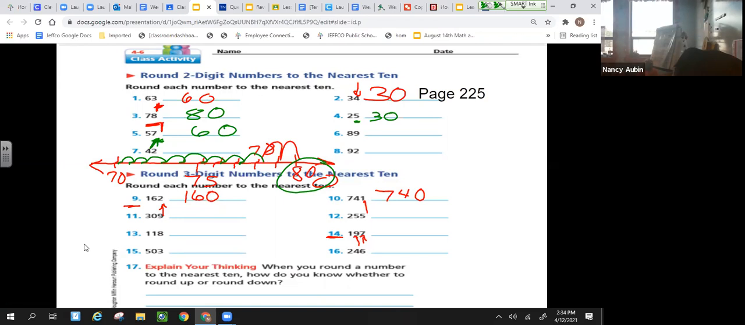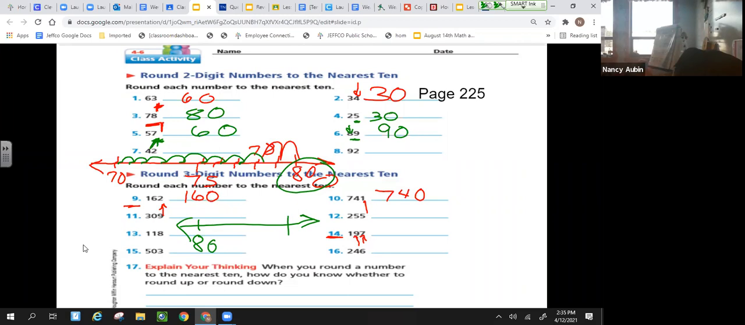All right, number 6, 89, Haley. What am I going to round it to? 90. How do you know? Because 89 is 1 less than 90. So again, I like how Haley said that. Look up here, Madison. You got to look at the digit in the tens place. That's your first 10 that it's going to be between, right? Then what comes after 8?